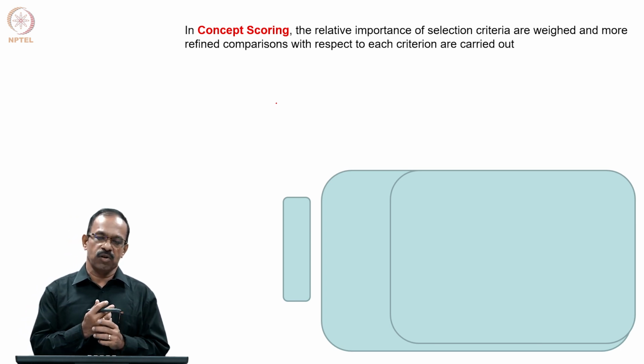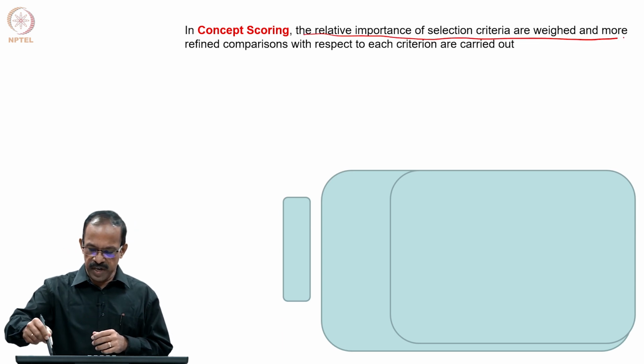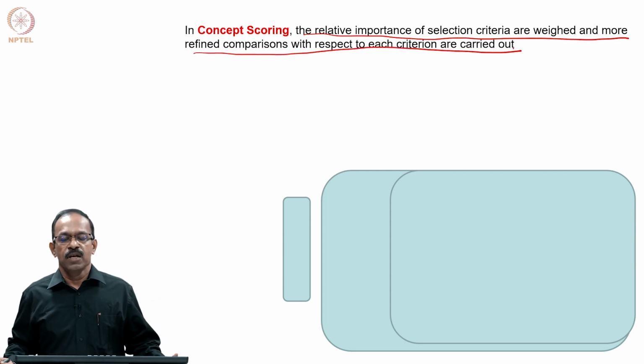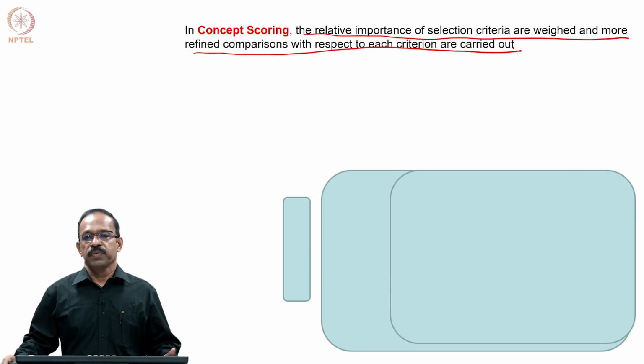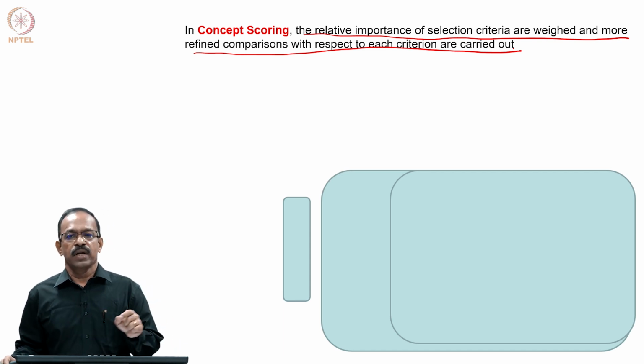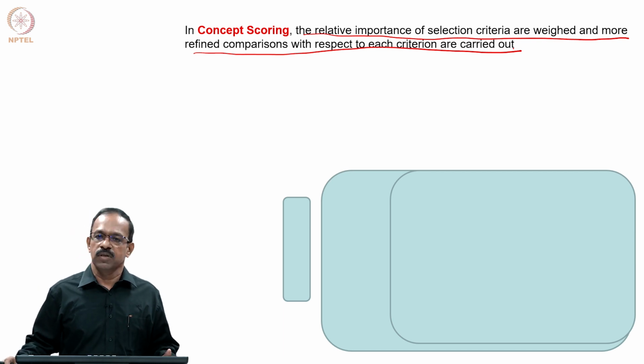So, we will look into the concept scoring here, where the relative importance of selection criteria are weighed and more refined comparisons with respect to each criterion are carried out. In this stage, we will give a weightage for each criterion, and then we do a more objective scoring in order to get a better comparison of the concepts. So, that is the concept scoring method.